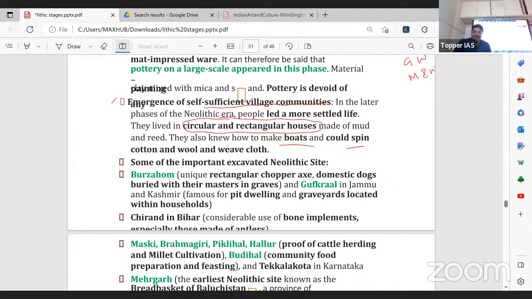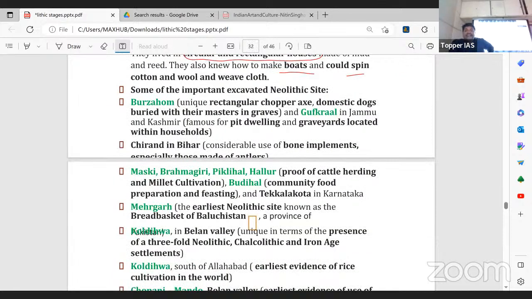So Burzahom, Gufkral, then Chirand, right? So in Bihar, basically bone implements again, right? Then in Karnataka, Maski, Brahmagiri, Piklihal, Hallur, Budihal. So Budihal is in Andhra Pradesh actually. Okay, so Maski, Raichur district, Brahmagiri, Piklihal, Hallur. And also Tekkalakota in Karnataka, right? So Hallur has proof for cattle herding and millet cultivation. Okay, right? So Budihal, community food preparation.